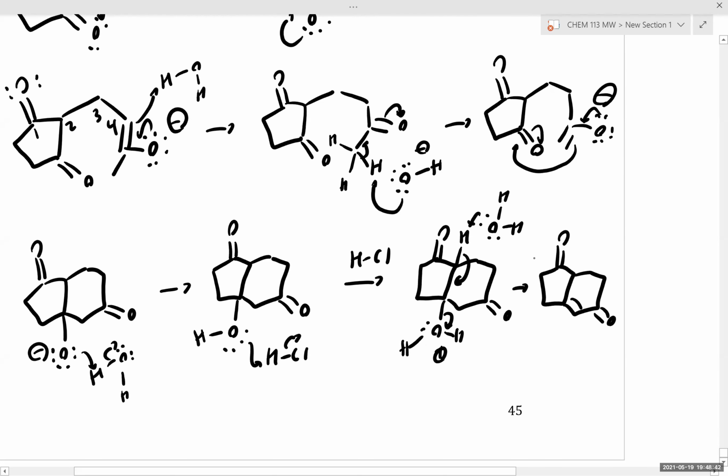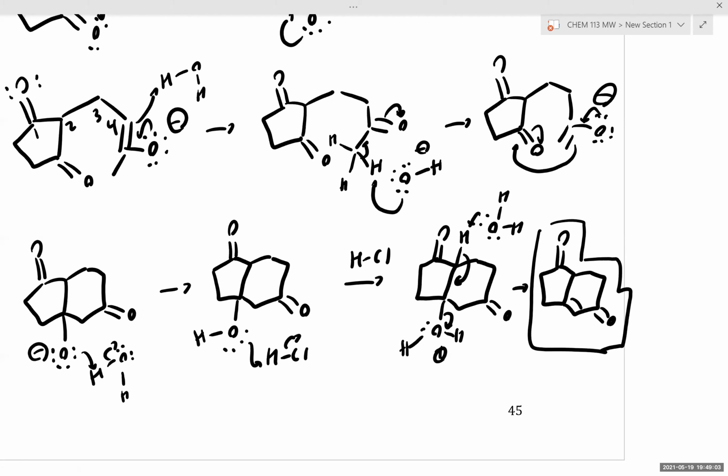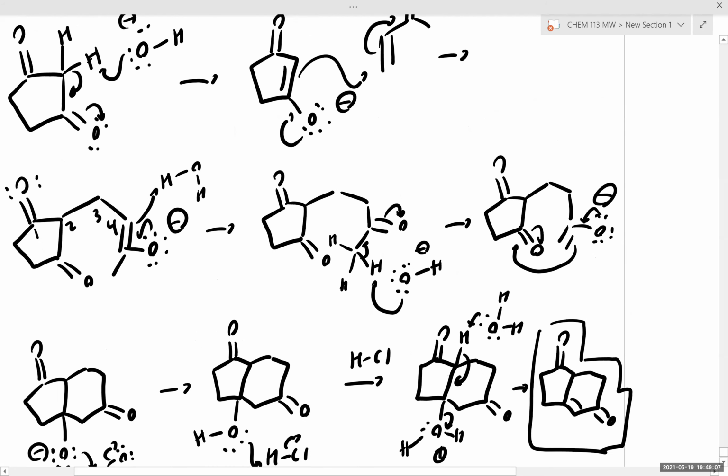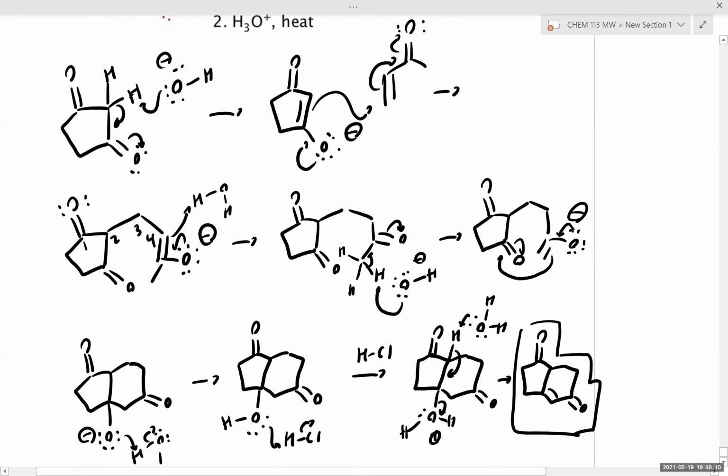The Robinson annulation has been used to prepare a range of very useful enone substrates that have been used in a range of organic syntheses. Does this mechanism make sense to everyone? Any questions on the Robinson annulation?